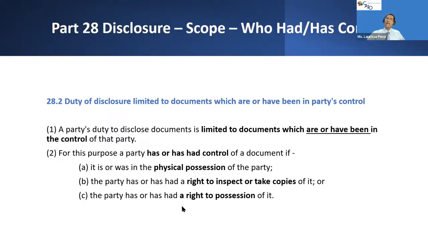If you had or have a right to possession of it, now pay attention to the word right. It's not whether you have possession. It's whether you had a right to possession or a right to inspect and take copies. Of course, if you're in physical possession, then you are in control and you must disclose.